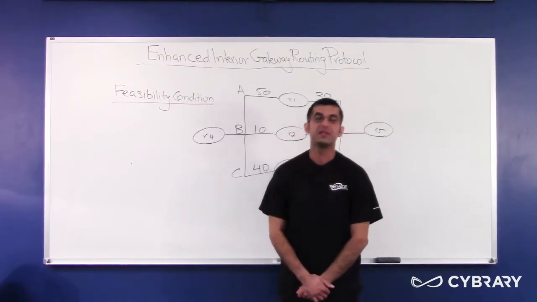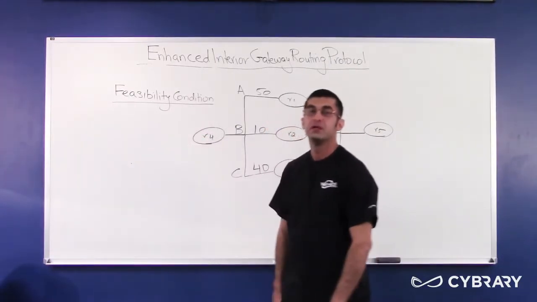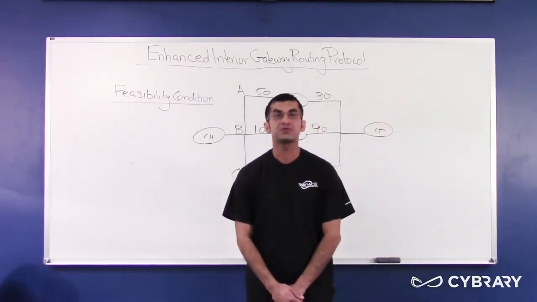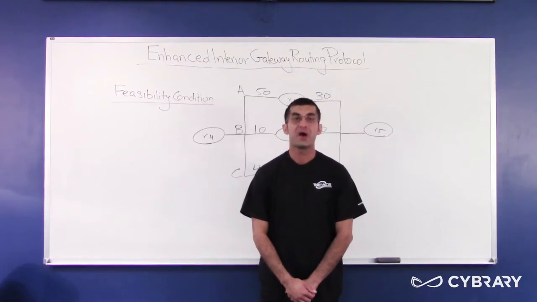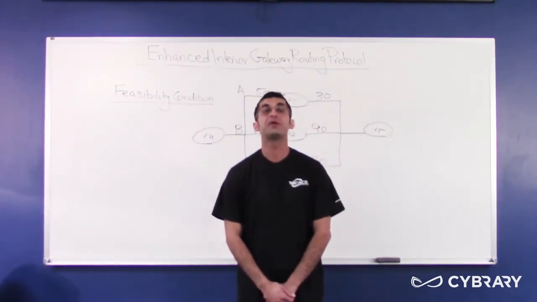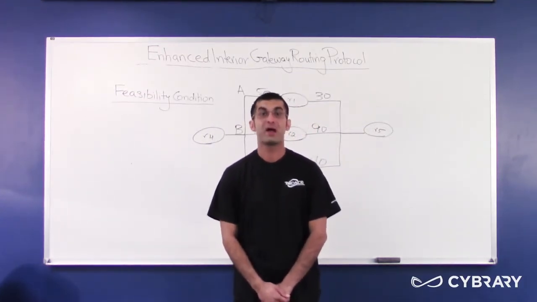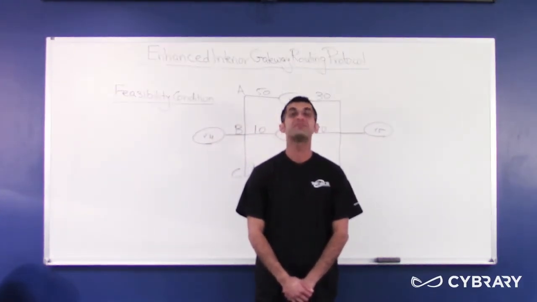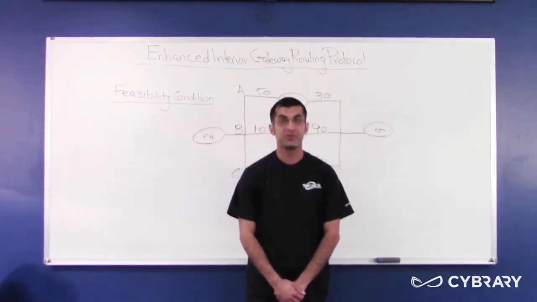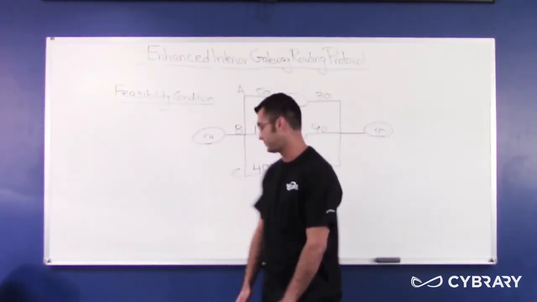Now the next concept in EIGRP I'm going to cover is the feasibility condition. The feasibility condition says that a route's reported distance must be less than the route's feasible distance for it to be eligible to be installed in the topology table. So a route's reported distance must be less than the route's feasible distance for the route to be installed in the topology table. Let's see how this works.